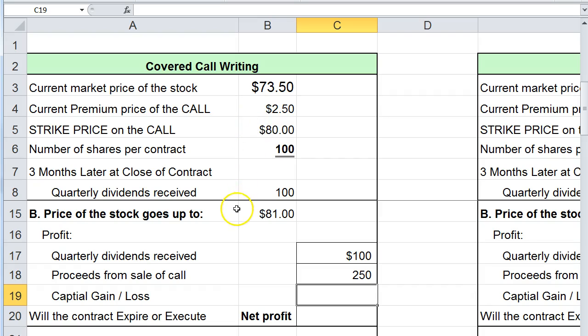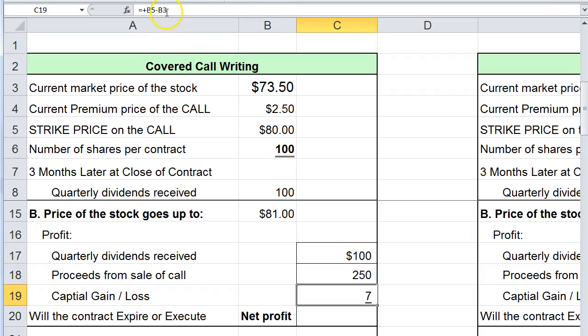So if the stock price goes above 80, which it does here, it means I'm going to have to sell the stock to the person I wrote the contract for at the strike price. So basically, the way to think of it is I am selling the stock at 80. I purchased it at 73.50. That's going to be my capital gain.